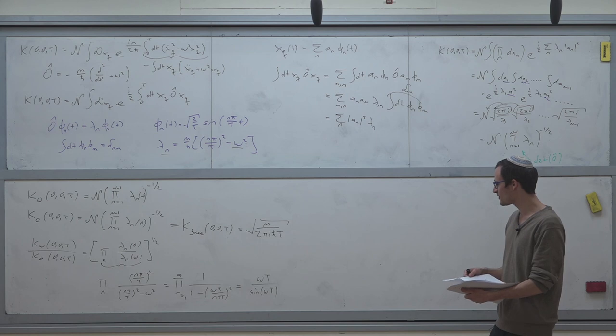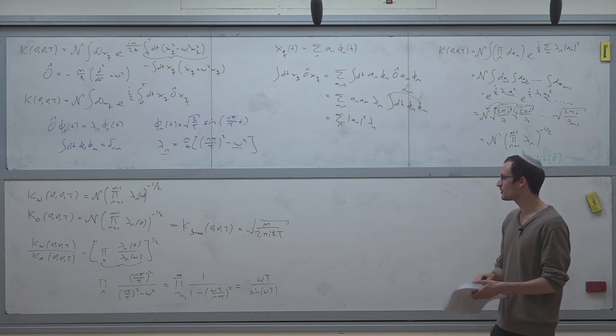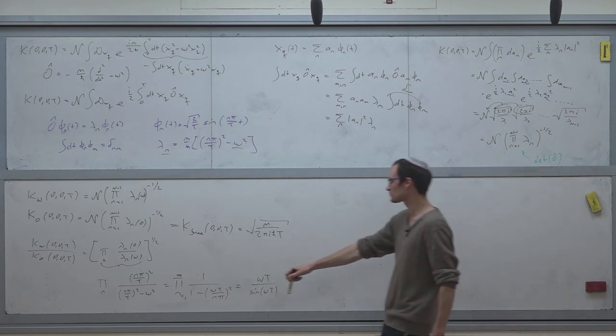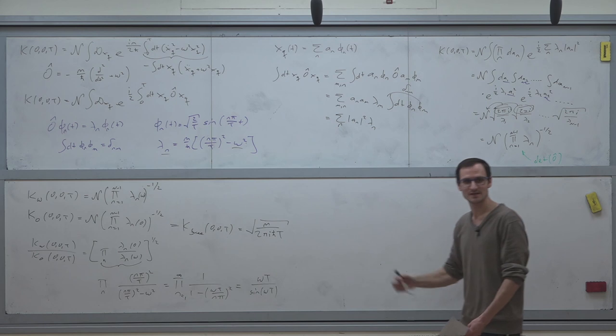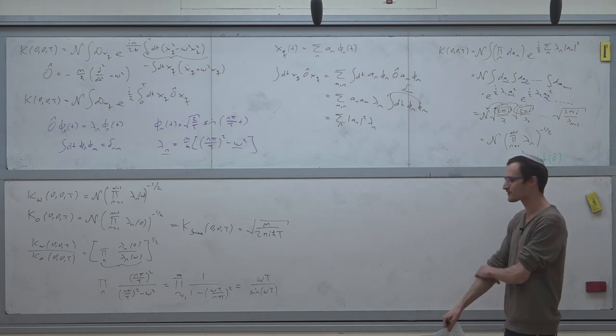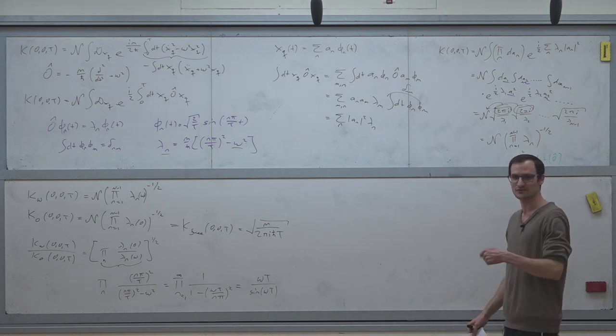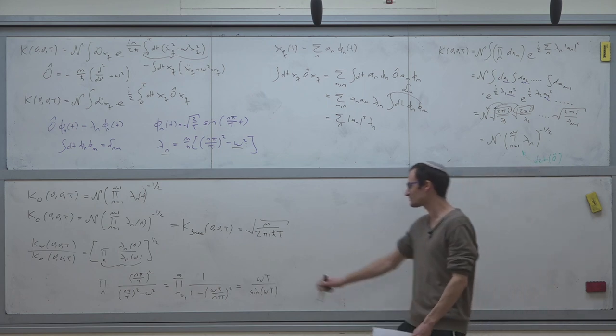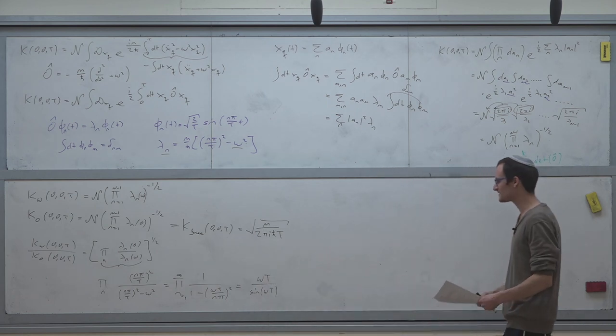Actually, it doesn't work if omega t equals pi. Because if omega t is equal to pi, then it kind of diverges. Well, the n equals 1 term diverges, and then you're lost. So this only works if omega t is different from pi, which means you have to choose your detection time such that it's not a multiple of, right, of the frequency.